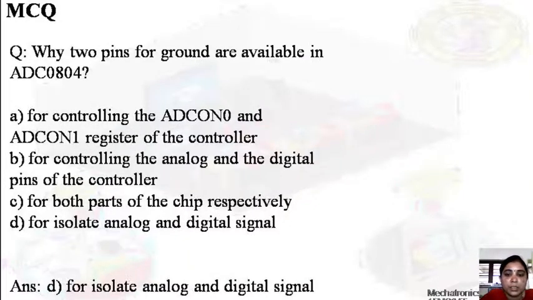The few other questions are: why are 2 pins for ground available in ADC 0804? The first option is for controlling ADC0N0 and ADC0N1 register for the controller. Second option is for controlling the analog and the digital pins of the controller. Third option is for both parts of the chip respectively. Fourth option is to isolate analog and digital signal. The right option for this question is option D, that is to isolate analog and digital signal.